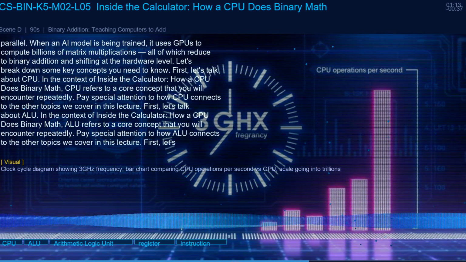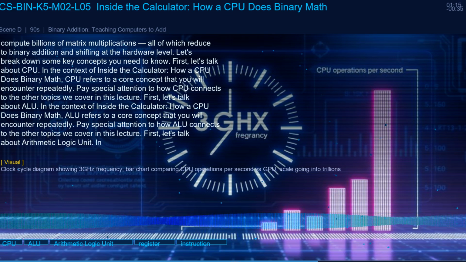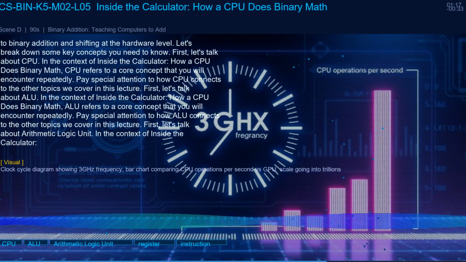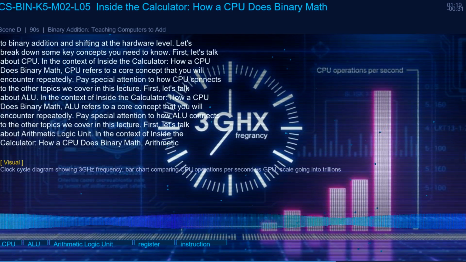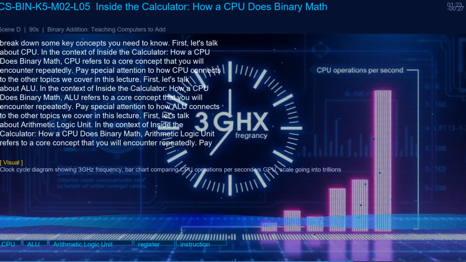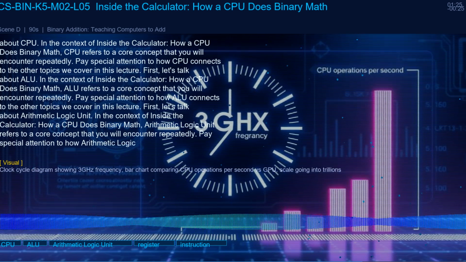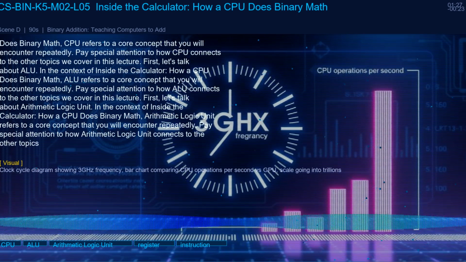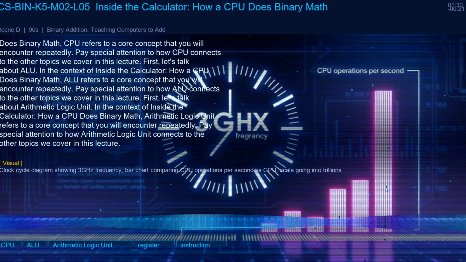First, let's talk about ALU. In the context of inside the calculator, how a CPU does binary math, ALU refers to a core concept that you will encounter repeatedly. Pay special attention to how ALU connects to the other topics we cover in this lecture.